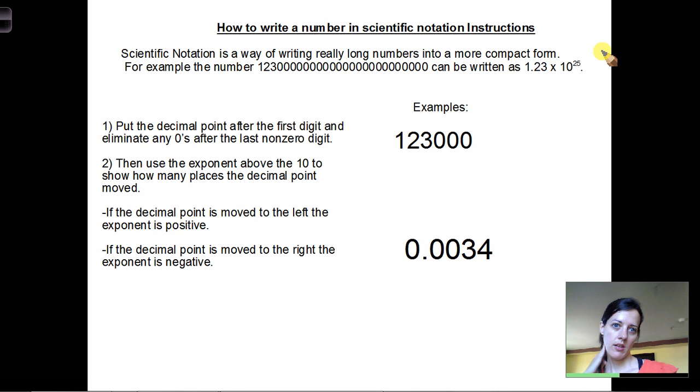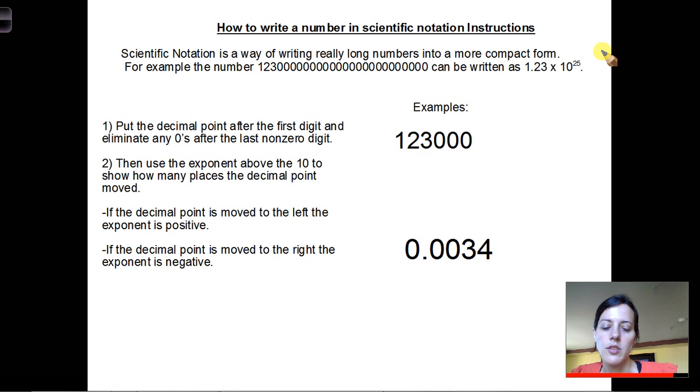Alright, this video is to give you instruction on how to write a number in scientific notation as well as how to multiply and divide in scientific notation. And once again, please remember that you can always rewind or fast forward as needed.